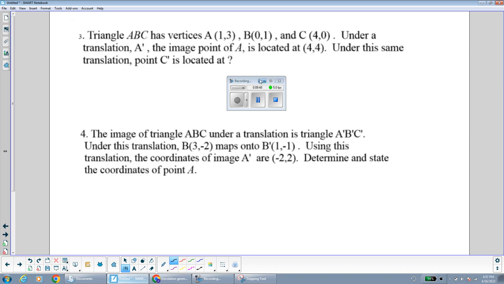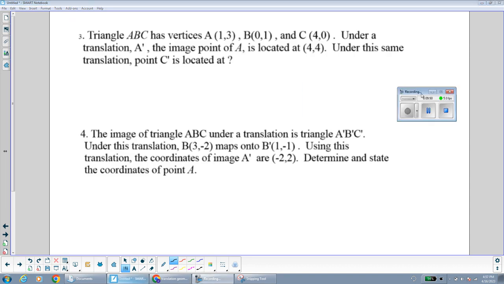Moving on to the next one, and you might want to pause the video and try it yourself. Otherwise, the answers are just going to be displayed on the screen for you. So you might want to pause the video. This time we don't have a grid, so I'm not going to do these ones with a grid.